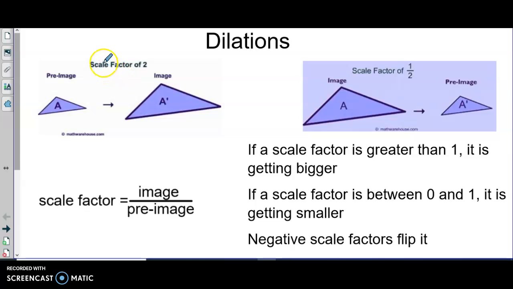So if you look at some of these examples here, if we have a scale factor of 2, the pre-image is going to be smaller, and then it's going to end up getting 2 times bigger for the image. So a scale factor of 2 makes it 2 times bigger. If you look over here, if we have a scale factor of 1/2, we are getting smaller. So we are making it half of its original size.